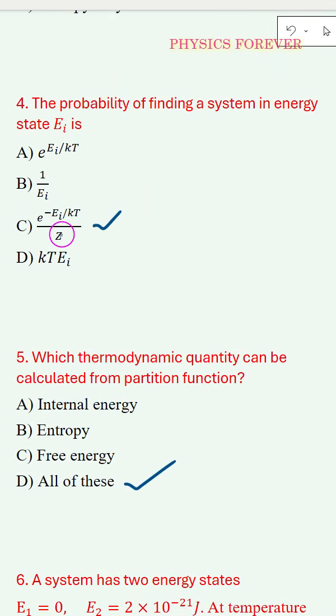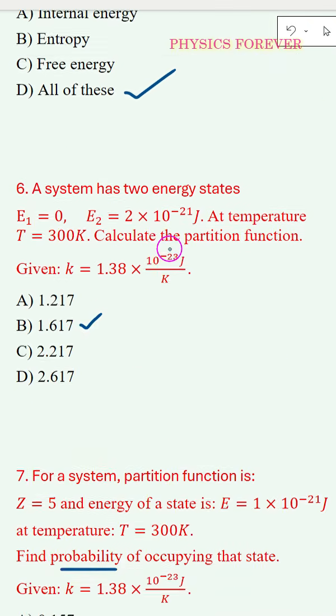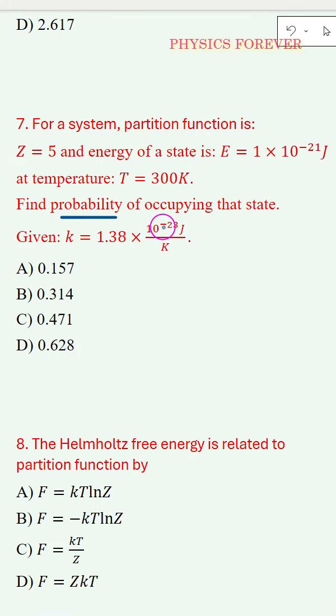You have to see that. So this is the probability formula. Okay. We just have to substitute all the values, then you will get the answer. So the correct option is A.